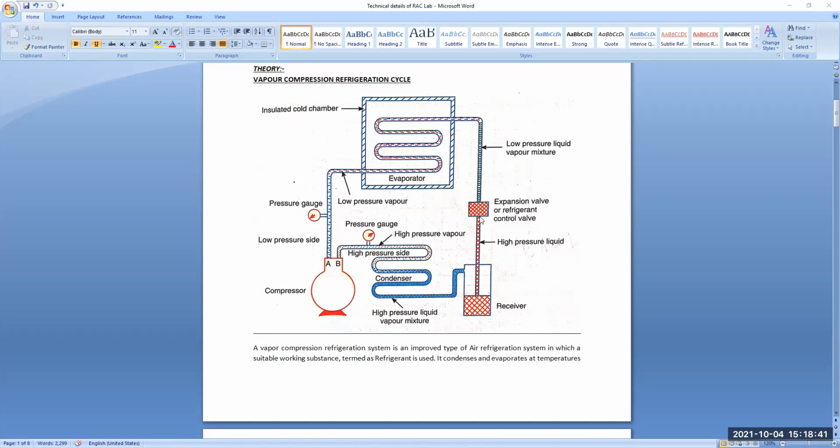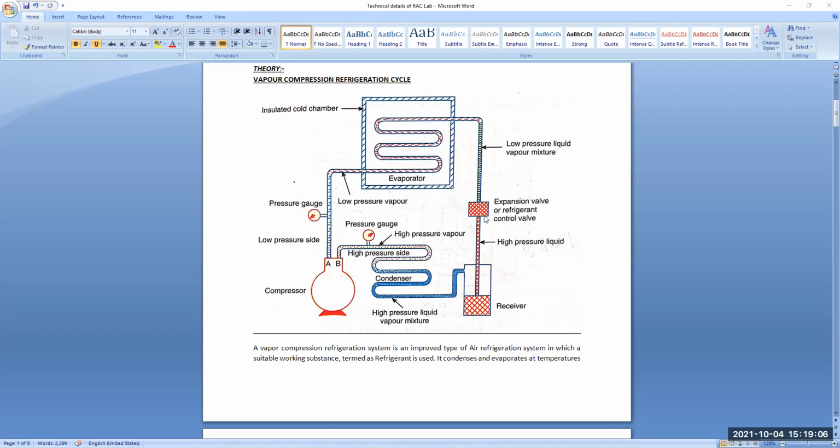And the expansion valve itself. Just one second. Just repeating it once again.